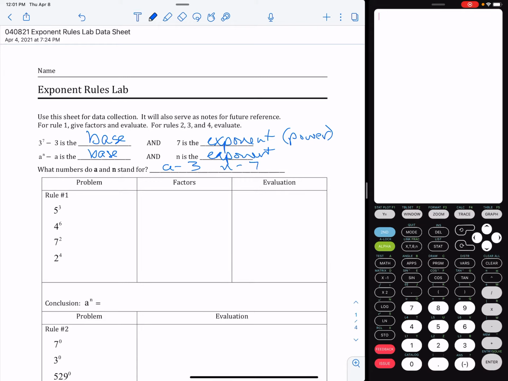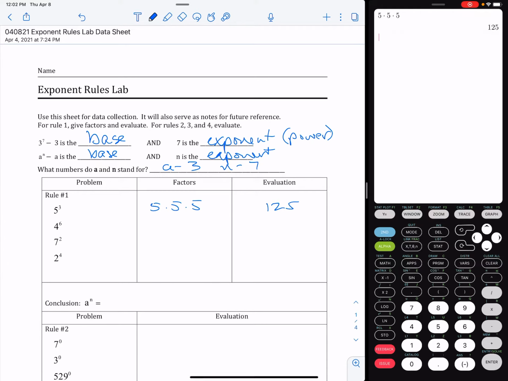So what I wanted you to do in this particular lab, it says for rule number 1, factors and evaluation. Well, what I wanted you to do is write out the factors and then evaluate. The factors of 5 to the 3rd is just what it means. What does 5 to the 3rd power mean? 5 times 5 times 5. So those are called the factors of the exponent problem. Now, in order to evaluate that, you'd actually type in 5 to the 3rd power. Well, there's two ways of doing that. One way is to type in 5 times 5 times 5 and hit the enter key, and you get 125.